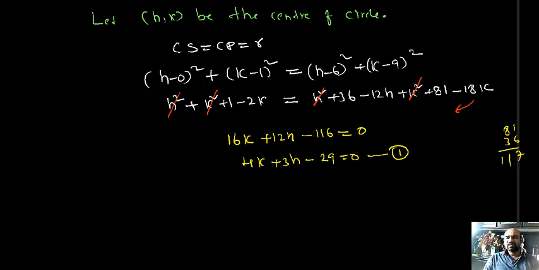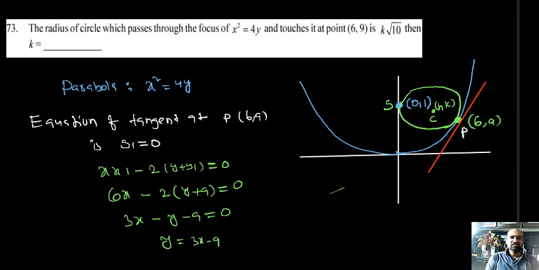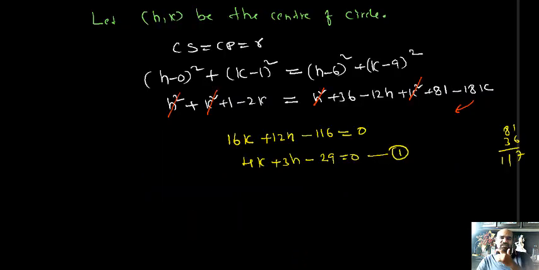Okay, see in the diagram, join CP. Obviously the radius of the circle and the red one, the tangent, are perpendicular. So CP should be perpendicular to the tangent, which means that slope of CP into slope of tangent is equal to minus 1. I will write this: slope of CP into slope of tangent equal to minus 1.